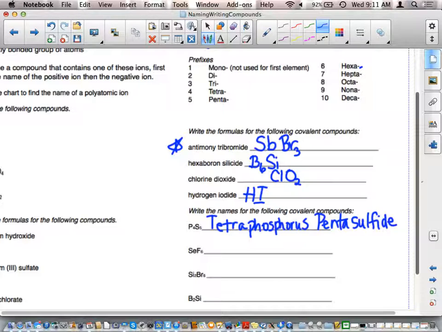All right, the second example. Se stands for selenium. It is the first element listed. There's only one, so I'm just going to say selenium. The next element is F, which stands for fluorine, and when we list it second, we have the ide. So there are 6 of them. The prefix for 6 is hexa. So hexafluoride. Try the next one.